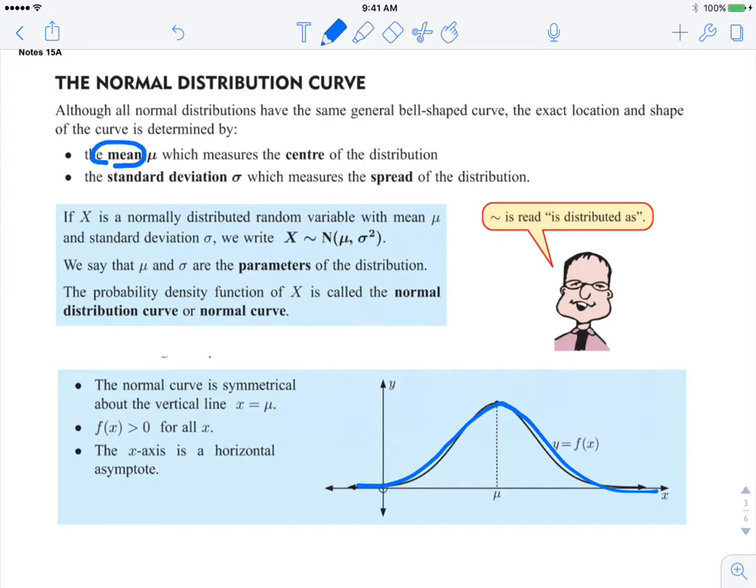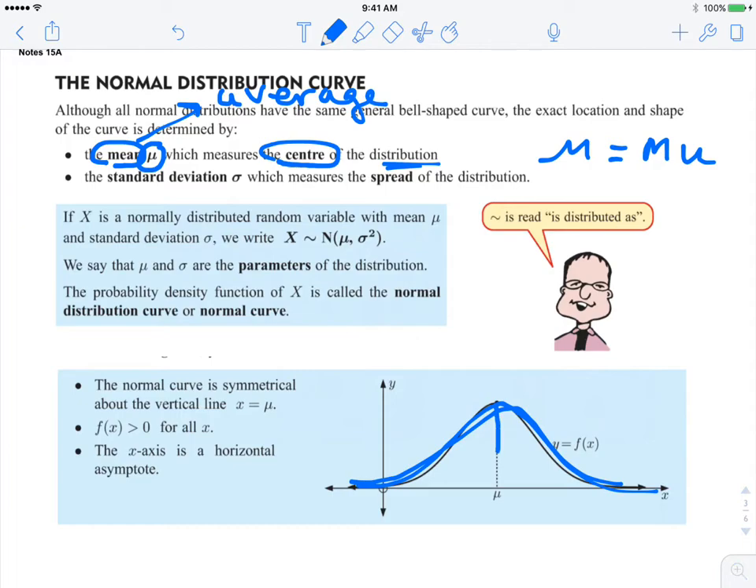The mean, which if you remember is your average of your variable, and the notation we use for mean is called mu. That's how you say it, is mu. That's your mean, which represents the center of the distribution. So if this is our normal curve and we drop down, this is your mean or your average in the center. The other important piece is called standard deviation.